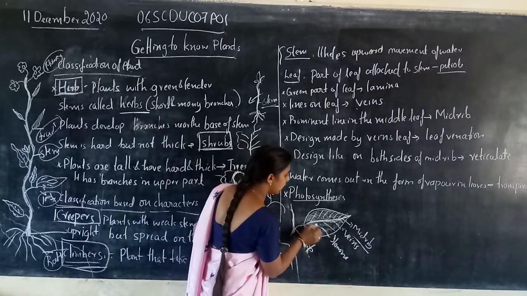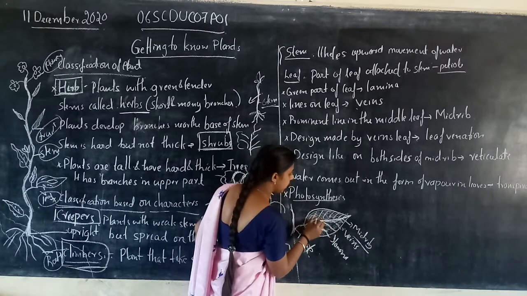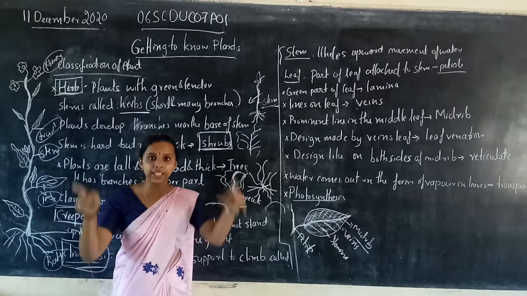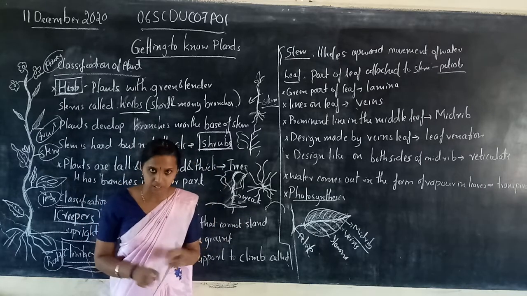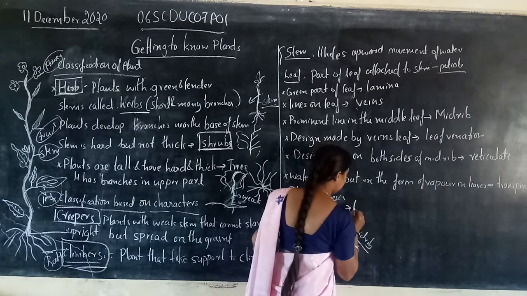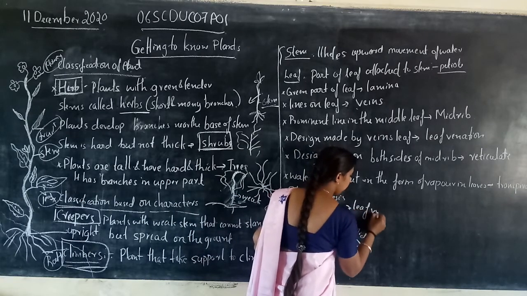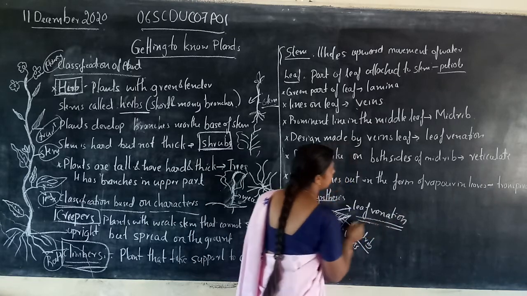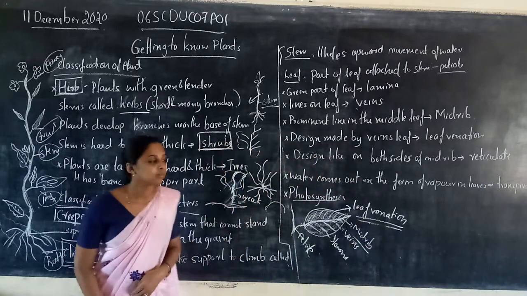Next, the design made by the veins of the leaf. Here the veins are drawn, right? The design of the veins. The veins are like this. This makes a design on the leaf, right? Such a design we call leaf venation. What do we call this? Leaf venation. These names are very important, children, to study.